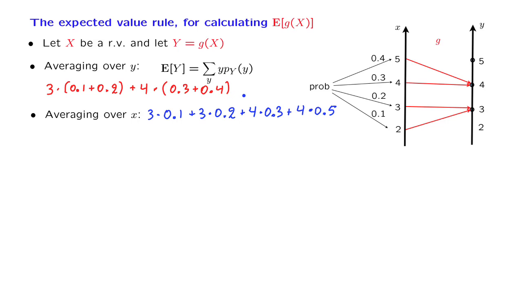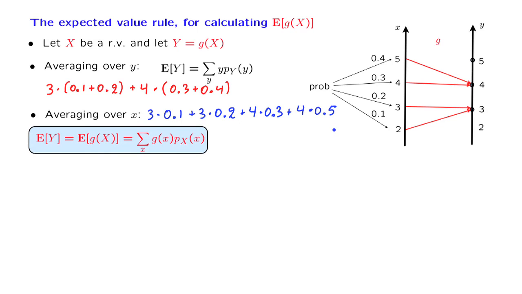Conceptually, however, there's a very big difference. In the first summation, we run over the values of y one at a time. In the second summation, we run over the different values of x one at a time and take into account their individual contributions. This second way of calculating the expected value of y is called the expected value rule, and it corresponds to the following formula.